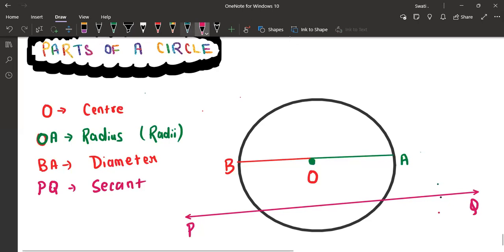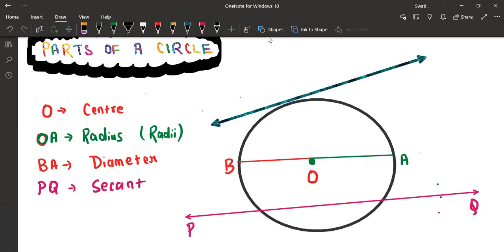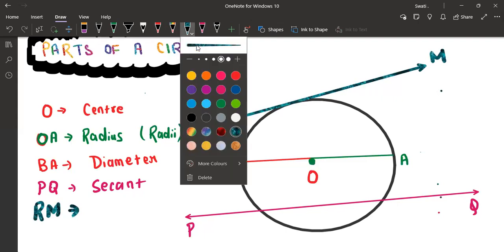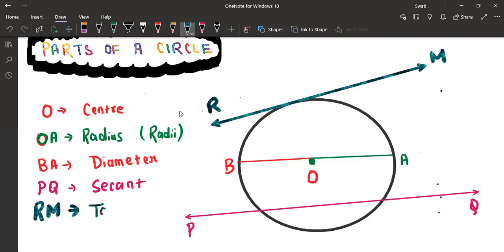Now I'm going to take another line, which will basically touch the circle at only one point. That is called the tangent of a circle. I'm naming this line R and M. So here RM is called the tangent. This is called a tangent.